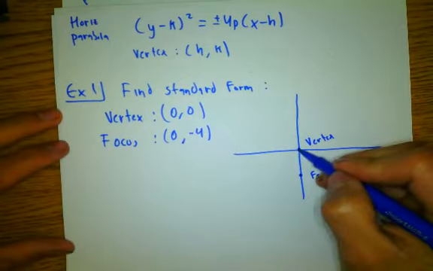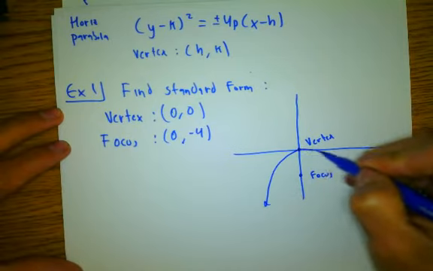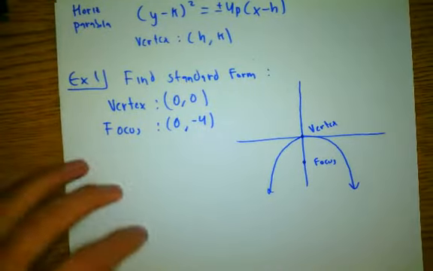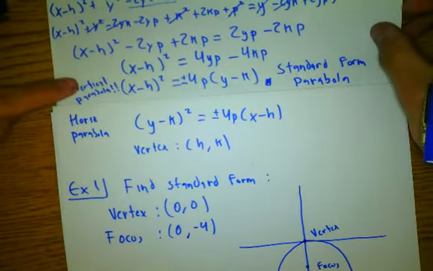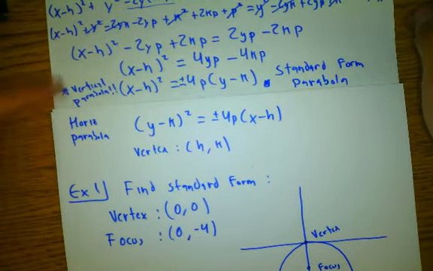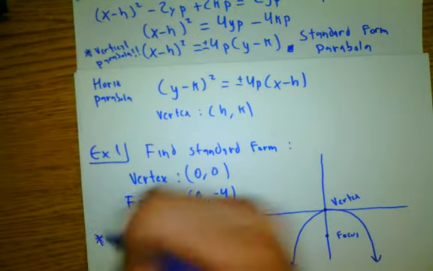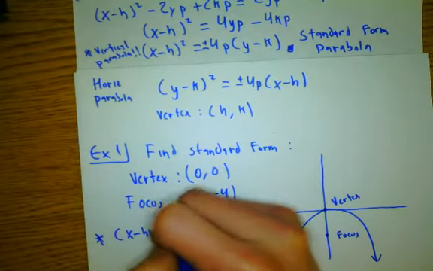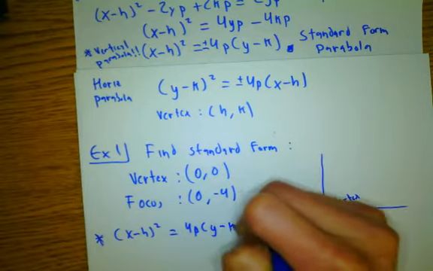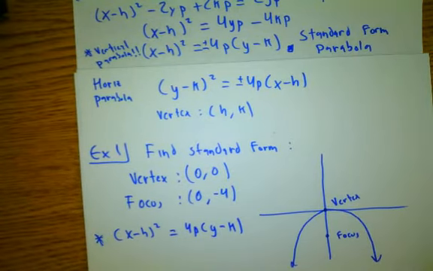Now, the other thing is, now that I know I'm going down, I can go back and make my decision whether I'm using the vertical parabola or the horizontal parabola. So which one am I using? The vertical. So in my mind, here's what I'm thinking. I need to be using x minus h squared equals 4p y minus k. Cool? That's what I need to be using.